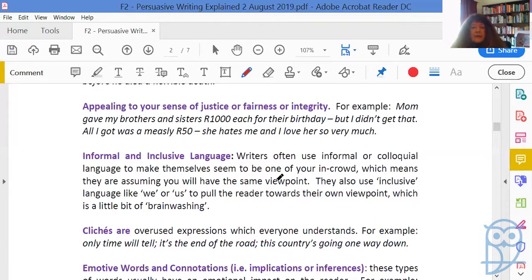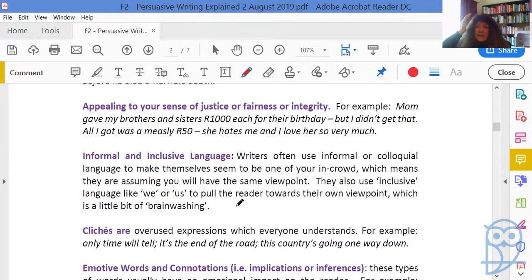They use language like we or us to pull the reader towards his viewpoint, which is a bit like brainwashing. But everyone in a little group like that, a little in-crowd, a little clique, they're a bit like sheep. If they all think the same thing, that should really be impossible. Some people are doing it just to pretend to be in the popular group of people, because you all have your own personal opinion. You can think for yourself. You don't need anyone to think for you.